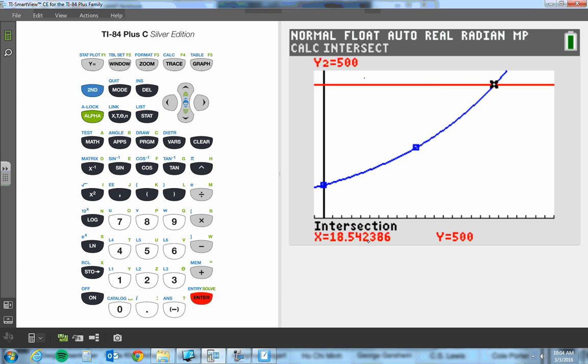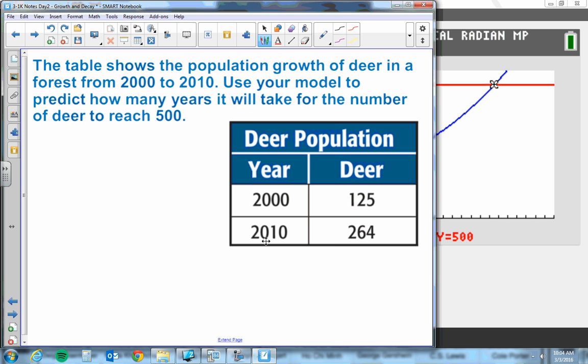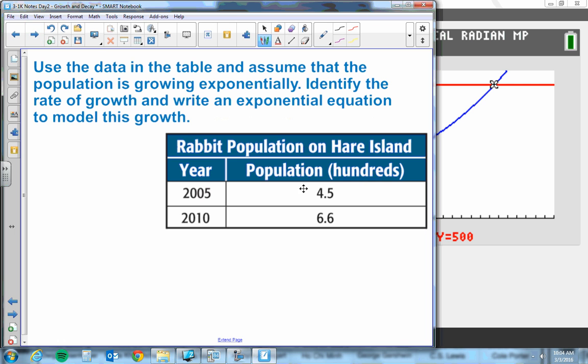And 18.54 apparently is the best answer. It goes around down, I think, 18.5 years. So really, the best way to do it then is to use the graph. We'll do it on the next one. All right, one more.